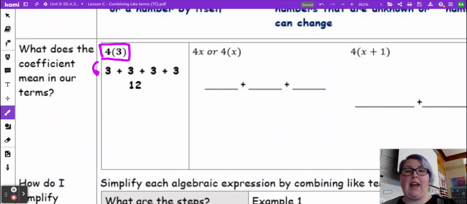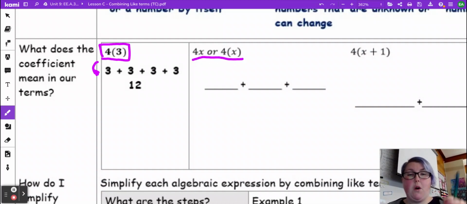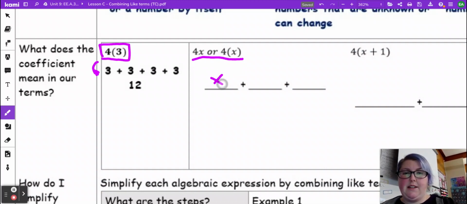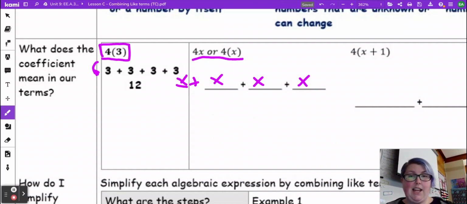So now let's look at 4x or 4 parentheses x. They are the same thing. Well, this just means x plus x plus x, and I'm going to put another blank there. 4 x's added together is 4x.